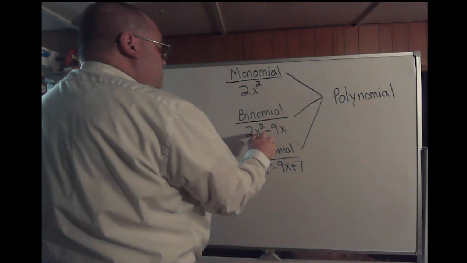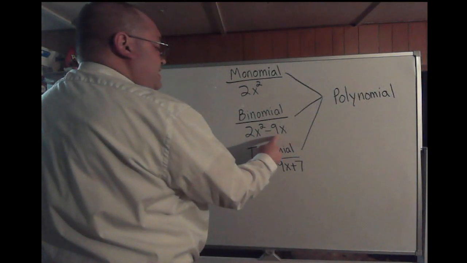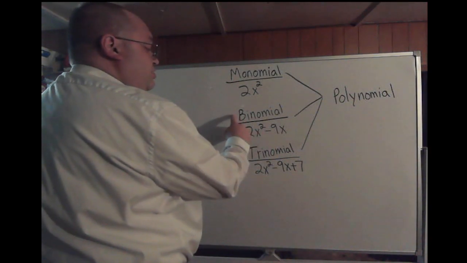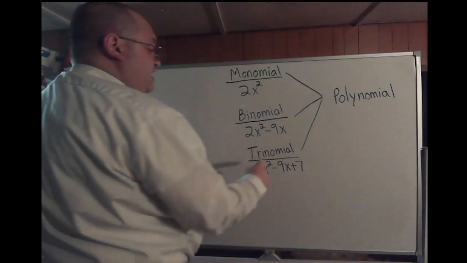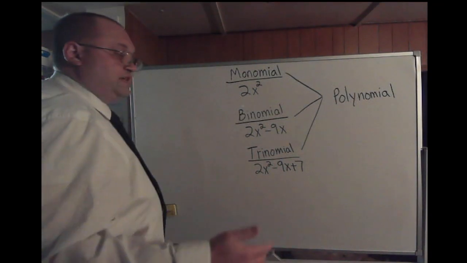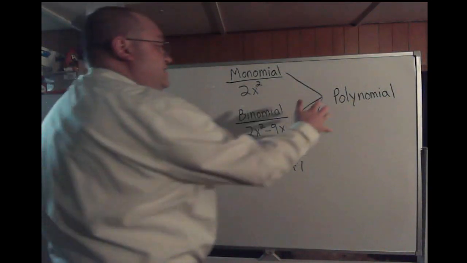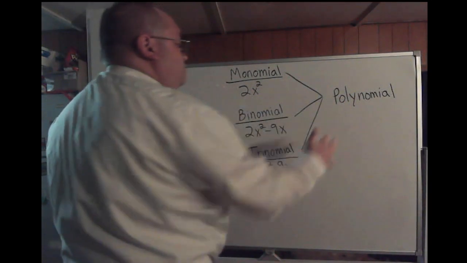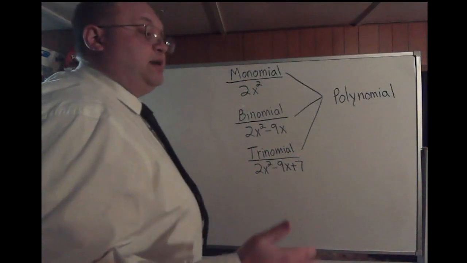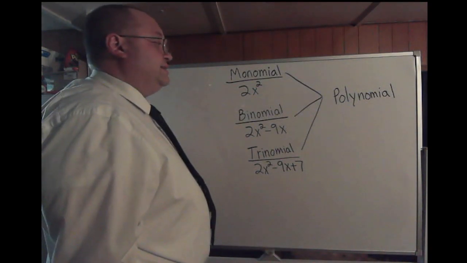And then if I had two terms, such as 2x squared minus 9x, two terms, that's a binomial. Then if I have three terms, 2x squared minus 9x plus 7, for example, that's a trinomial. All of these are types of polynomials, which are nothing more than the sum of monomials together. That's all a polynomial is.